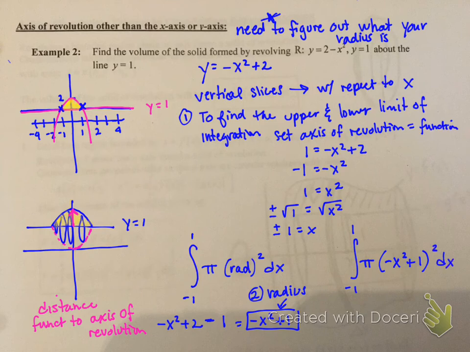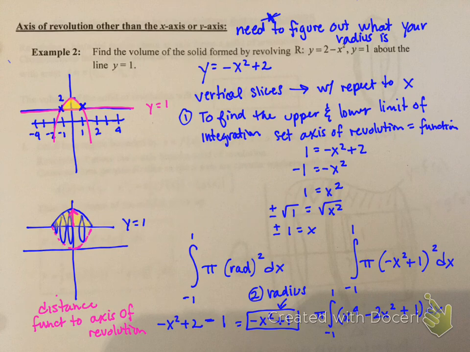Okay? Next, I'm going to have to expand that out so I can integrate it. So I'm going to kick out the pi. I'm going to square negative x squared plus 1. And when I do that, I get x to the 4th minus 2x squared plus 1 dx. Okay? So my next step is to integrate it.